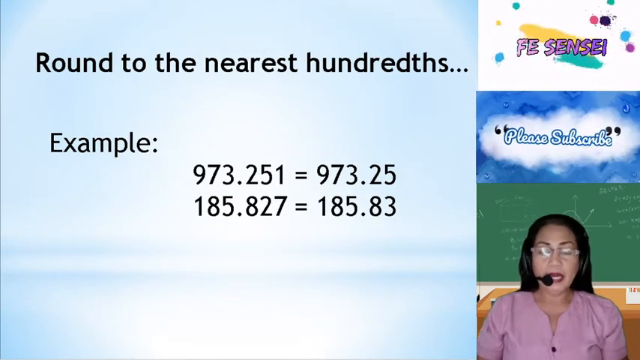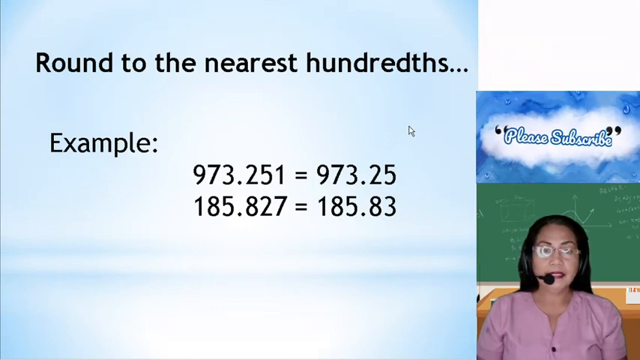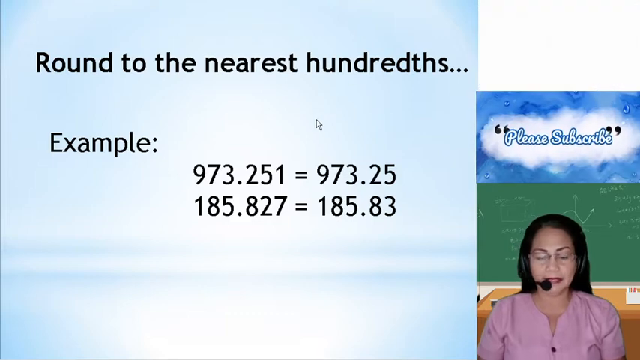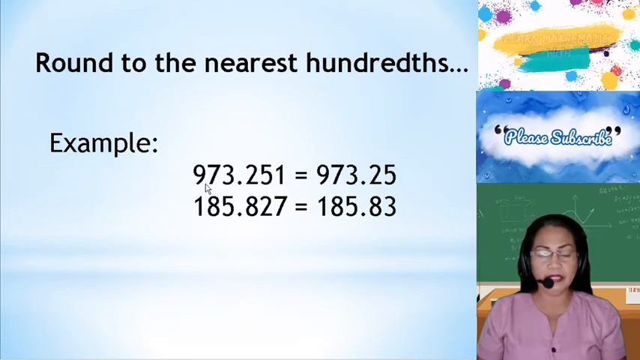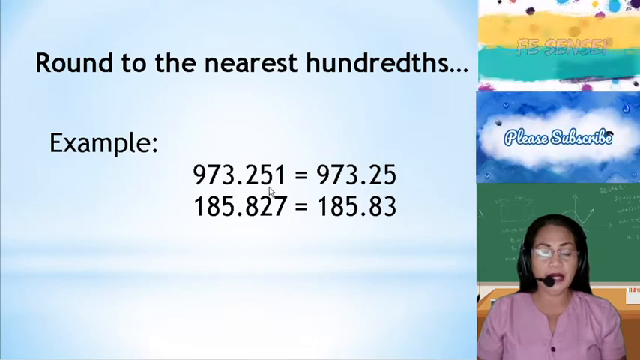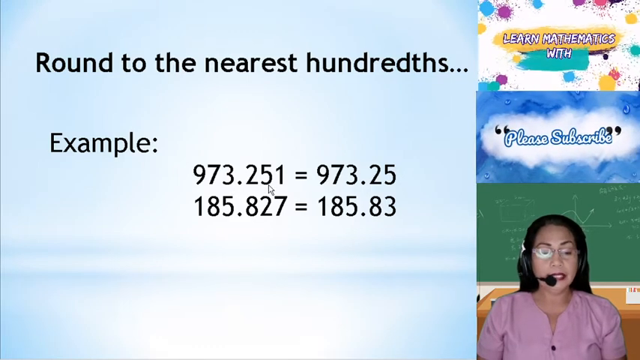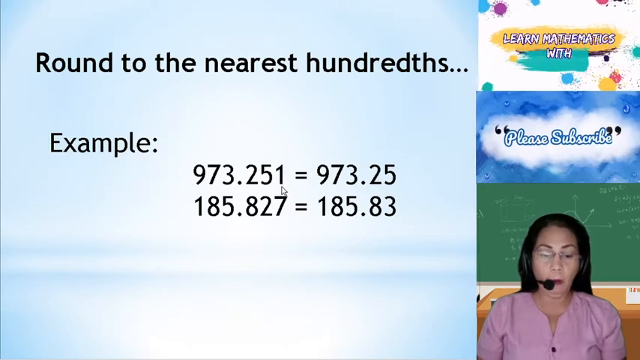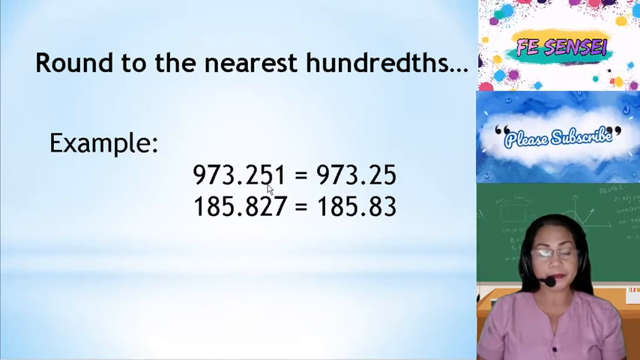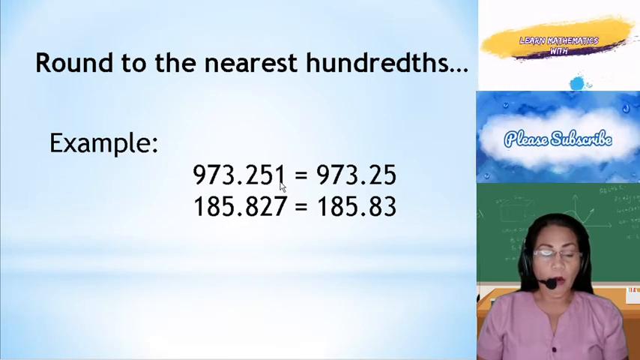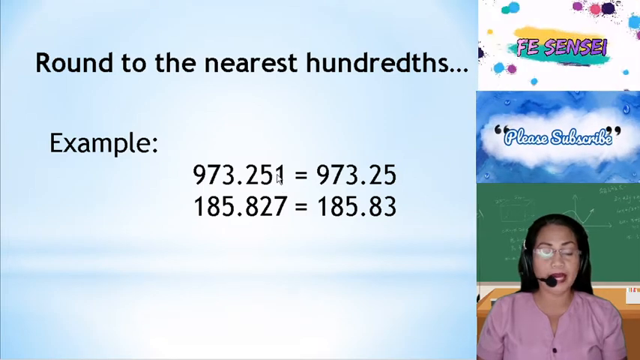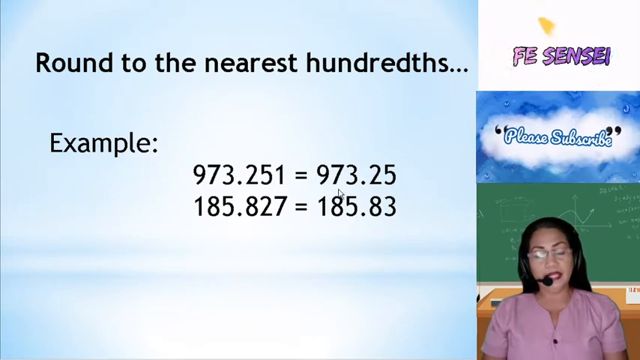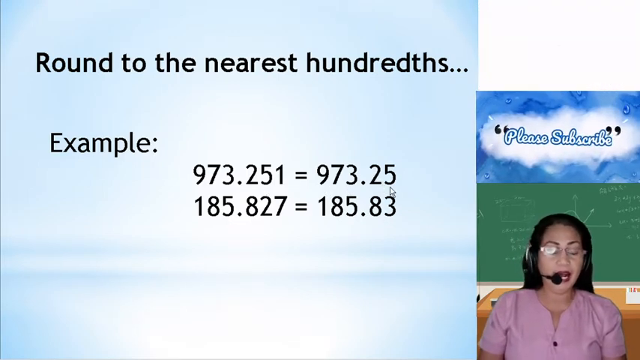Another example, we have to round to the nearest hundredths. The second digit after the decimal point is the number in the hundredths place. So in our first example, we have 973 and 251 thousandths. The number in the hundredths place is 5, and the number to the right is 1. Therefore, 1 is less than 5, so we drop 1 and retain 5. So our answer is 973 and 25 hundredths.